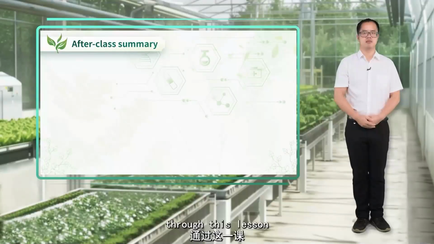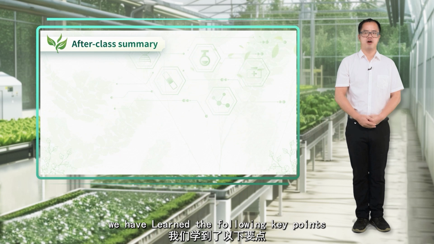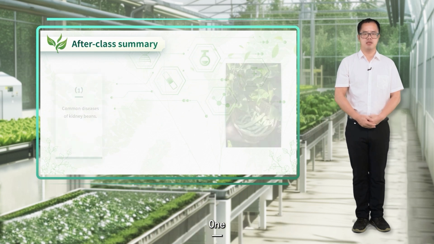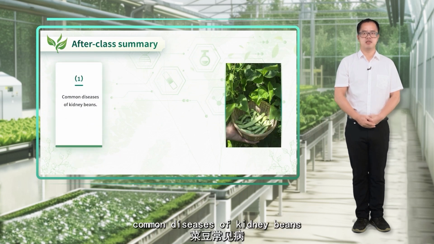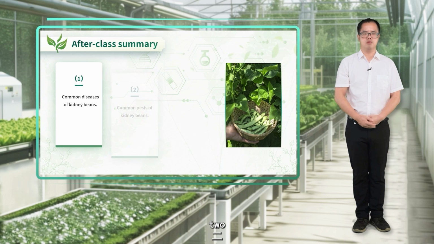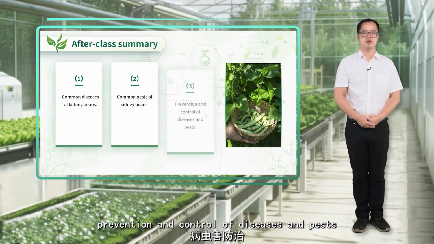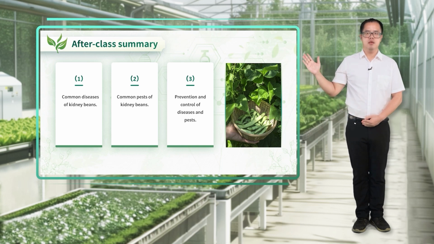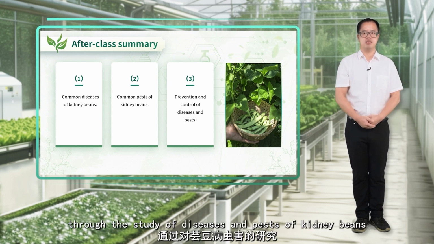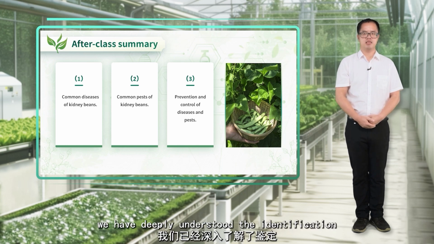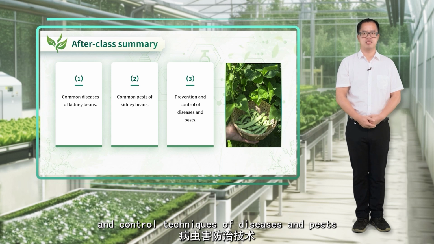Through this lesson, we have learned the following key points. 1. Common diseases of kidney beans. 2. Common pests of kidney beans. 3. Prevention and control of diseases and pests. Through the study of diseases and pests of kidney beans, we have deeply understood the identification and prevention and control techniques of diseases and pests.